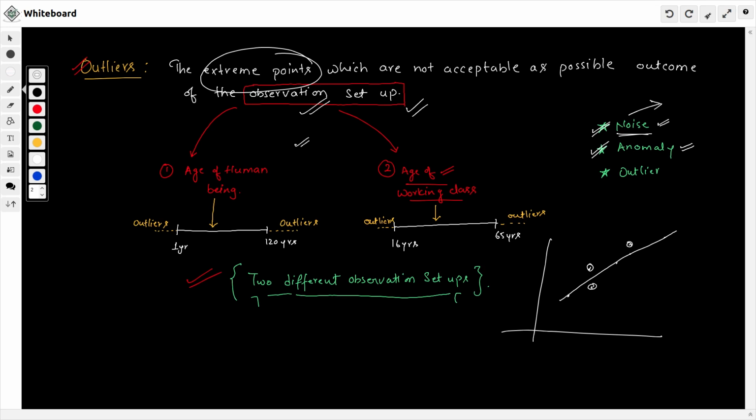If I have a different model, let's say an overfitted model here, then we can say that only this point and this point are contributing towards noise. So the idea of outliers and noise differ by this concept of model. Outliers need the observation setup, but noise needs to be defined with respect to the model that we have chosen.